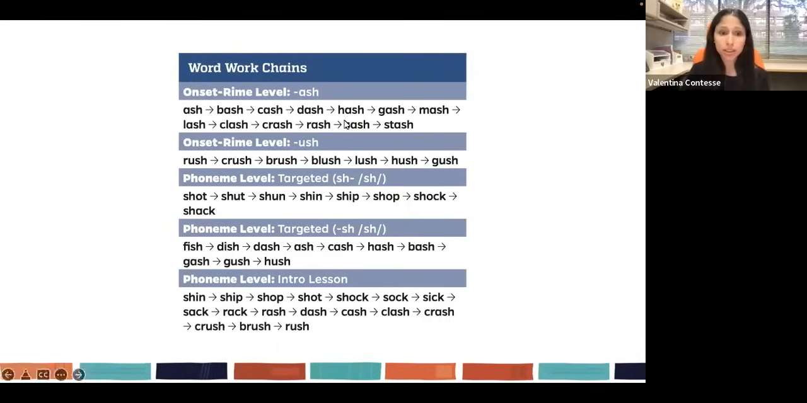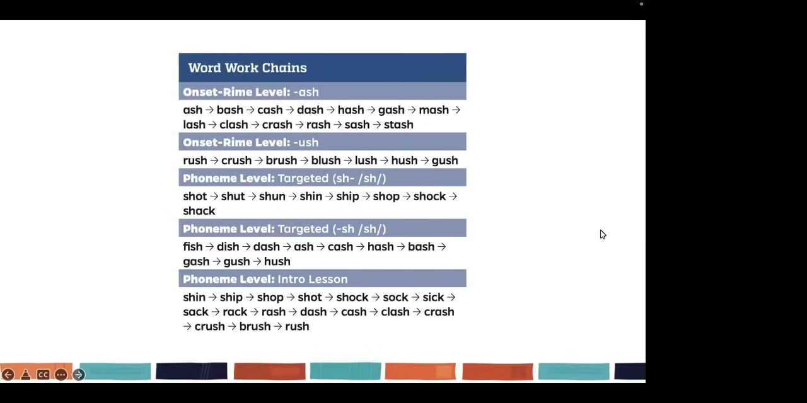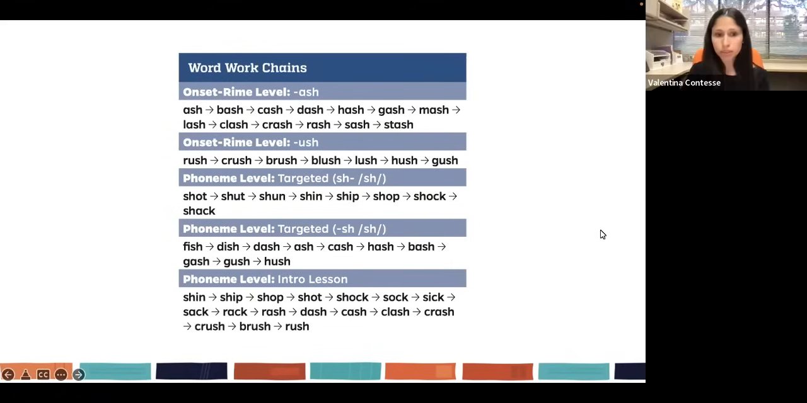So you can see here, there's 2 onset rhyme level word chains, these first 2 ones, and then there are additional phoneme level word chains that target SH, but this first one only targets SH in the initial placement, and then this 4th word chain here targets SH in the final placement. So once again, these are provided for you in order to make decisions about which word chain to use in order to best meet your students' needs. However, the goal is to practice this new concept. Like you see here with all these word chains, they all target SH.